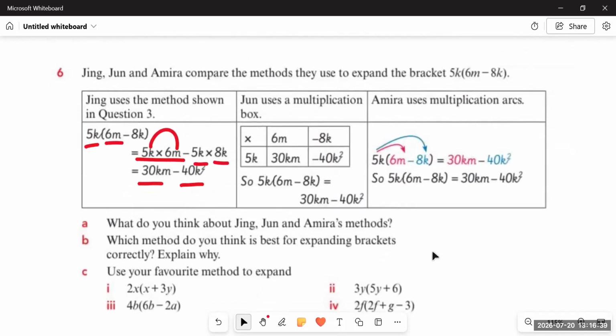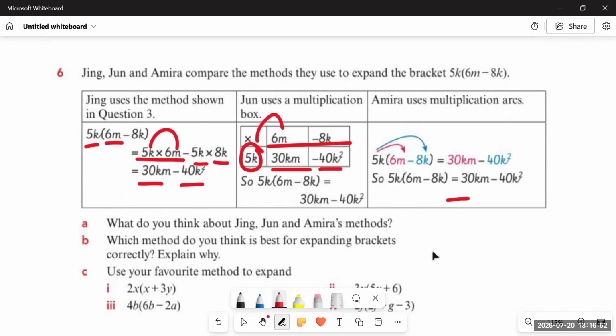Okay. And Jun uses a multiplication box. So he wrote the number, the variable here and the expression over here. And then he is multiplying 5 with 6. It gives 30km. The same thing. And then 5 with minus 8 is minus 40k square. Okay, fine. So it is also easy.